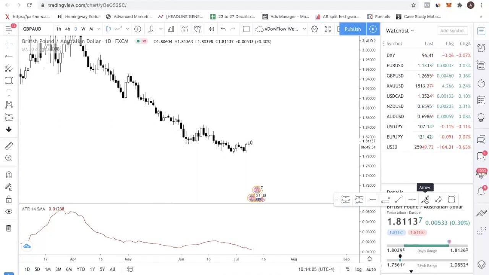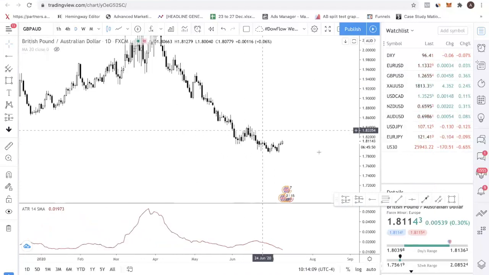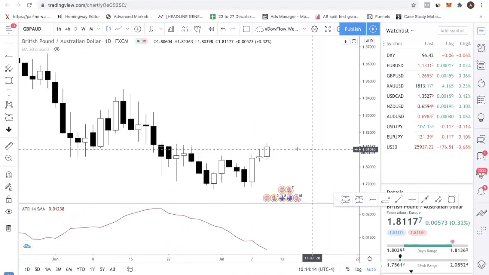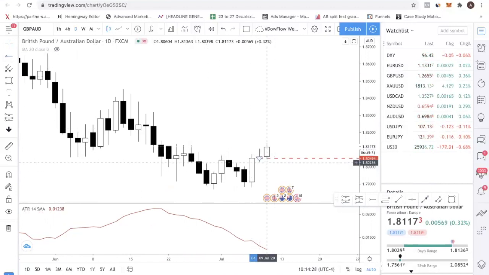Yes. So one tip for you, if you want to be extra safe: since you know the max daily movement is about 123 pips, whenever you enter, let's say you buy here, you can set your stop loss at one ATR, which in this case is 123 pips below your entry point.